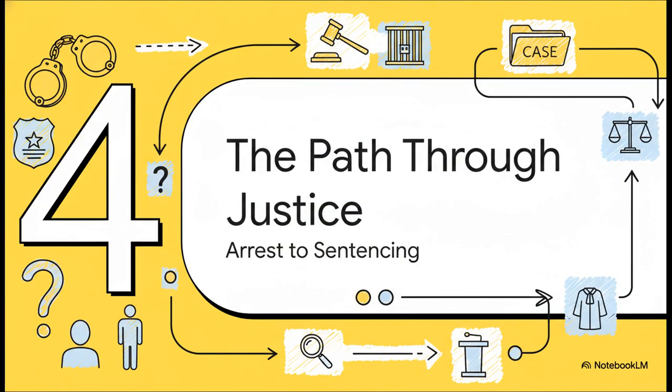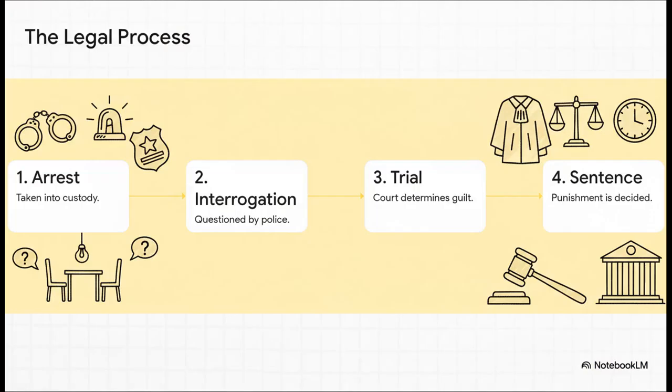All right, let's move into our fourth section and map out the journey a person takes through the criminal justice system. What actually happens after a crime is committed and a suspect is found? So the process usually follows these 4 big steps. It all starts with an arrest. Someone is taken into custody. That's followed by an interrogation, where they're questioned. If charges are actually filed, the case moves on to trial to figure out if they're guilty. And finally, if there's a conviction, a sentence, the punishment, is decided.